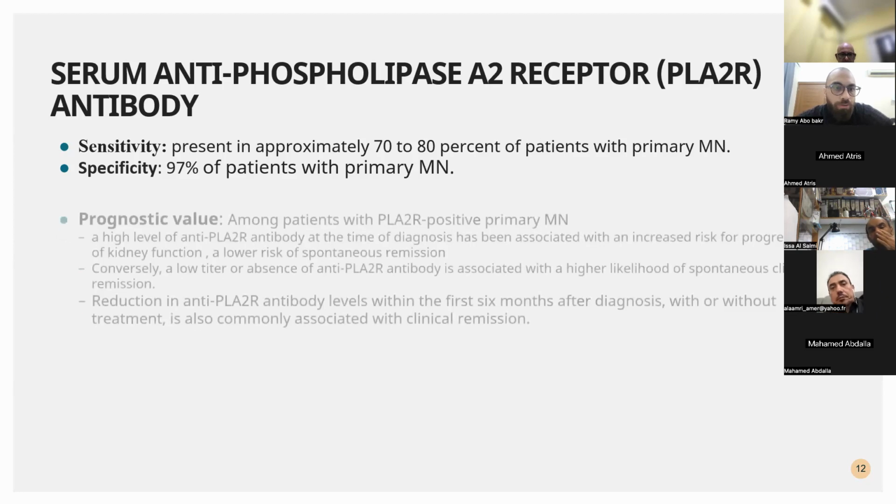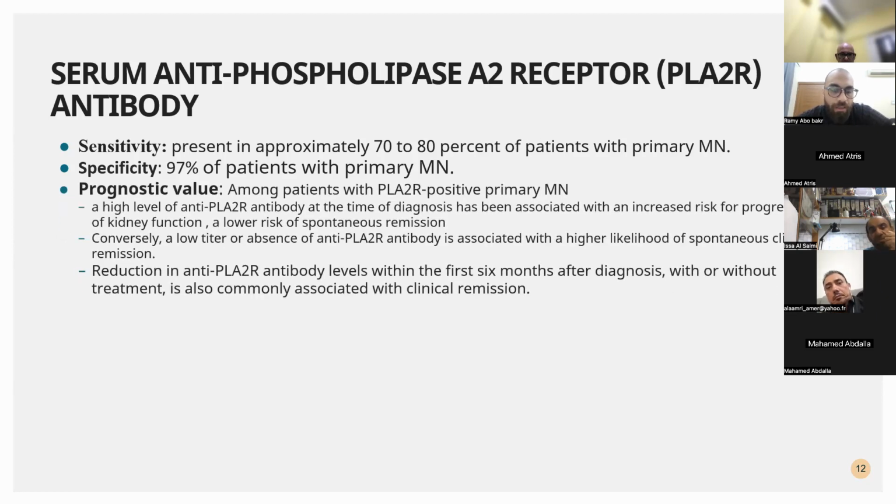And also, the analysis of the results showed a prognostic value of the test. So you can see here, once you have a high level of anti-phospholipase A2 receptor antibody in the serum, it can be associated with high risk of progression and low risk of spontaneous remission. On the other hand, if you have a low titer or absent anti-phospholipase A2 receptor antibody in the serum, it is associated with higher likelihood of spontaneous clinical remission.